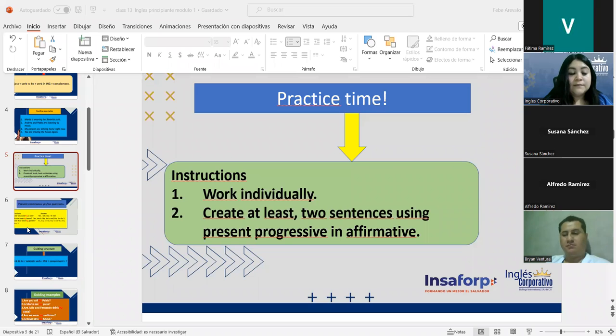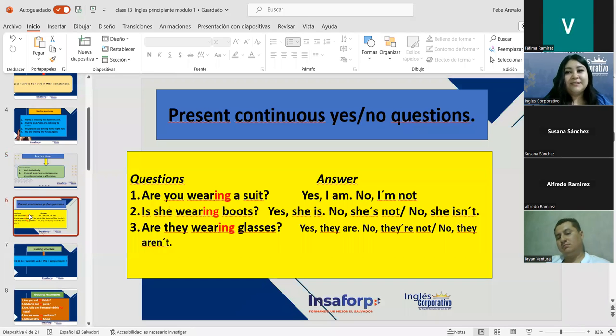My brother is listening to music in this moment. My brother is listening. Yes, listening. Right. Excellent. De seguro usted tenía la escritura, pero la pronunciation, right? Very good. Now, let's check questions in present continuous.